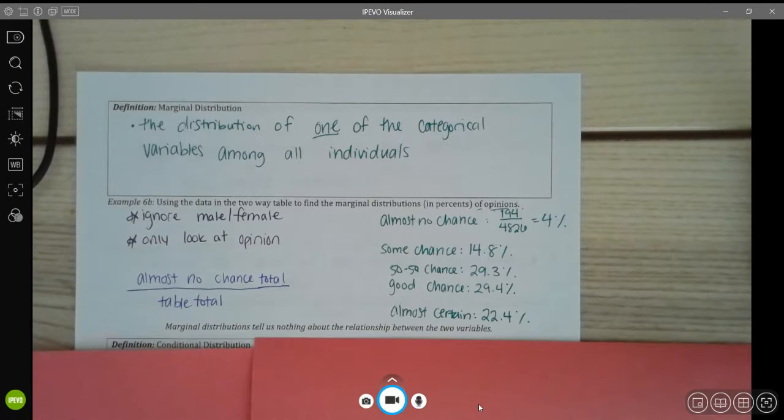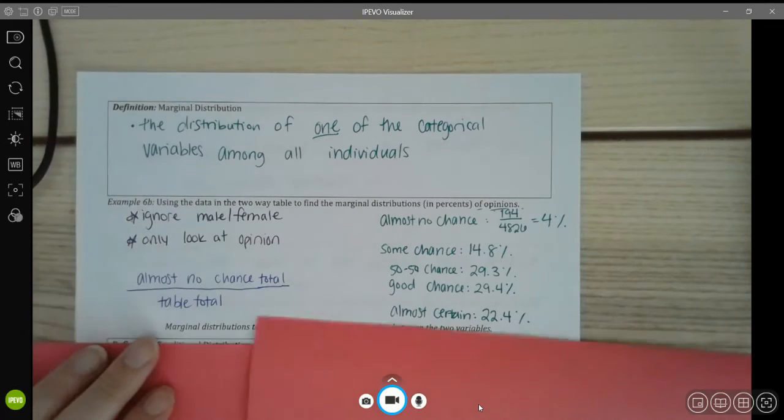So the numbers you should have gotten. For some chance, you're going to look at the total for some chance, which is 712, divide by the total, and so on and so forth. Now here, you'll see in italics there, marginal distributions don't really tell us about the relationship. Remember, we ignored one of the variables, so we don't know anything about the differences in male opinion versus female opinion. All we know is the distribution of opinions.